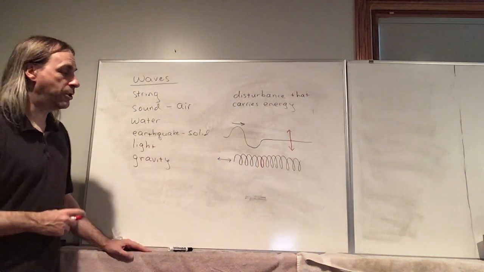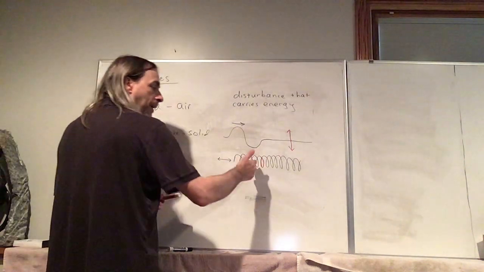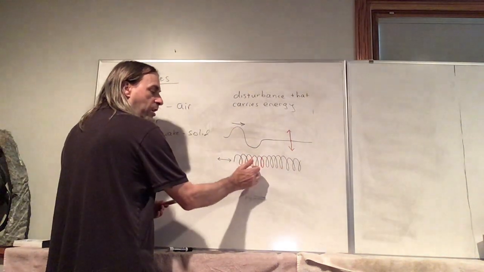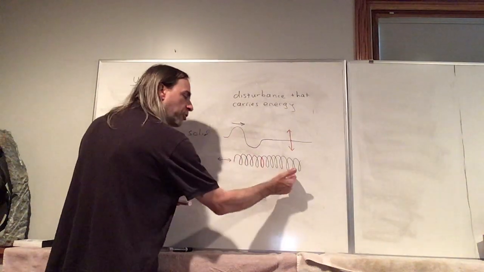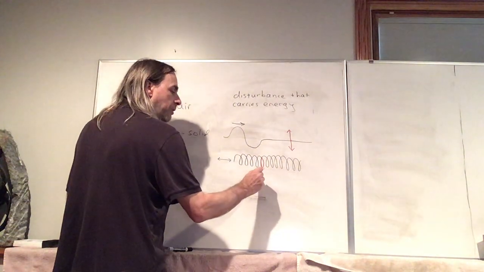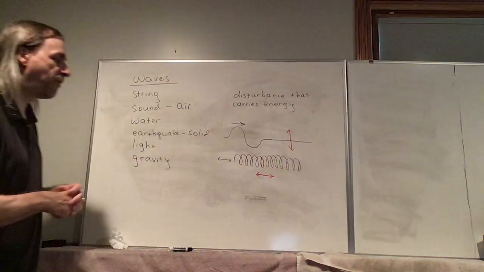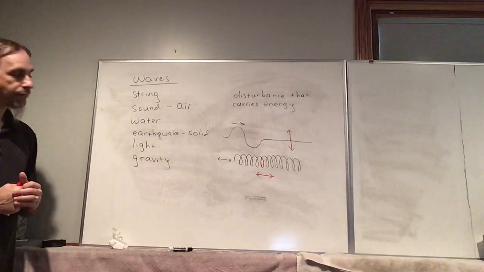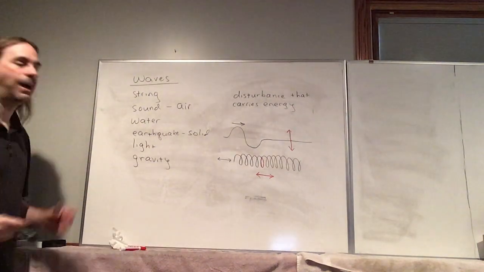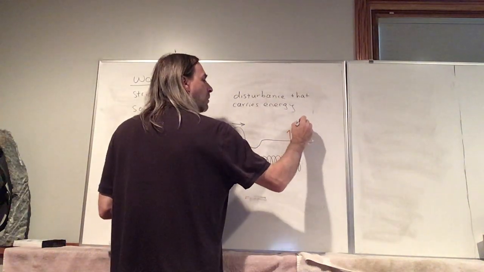If you compare it to this example with a spring or a slinky, when this coil moves closer to this one, it's going to push it to the side, and then it's going to come back. And so it's going to oscillate back and forth like this. And so these are very different types of waves. We call this a transverse wave.